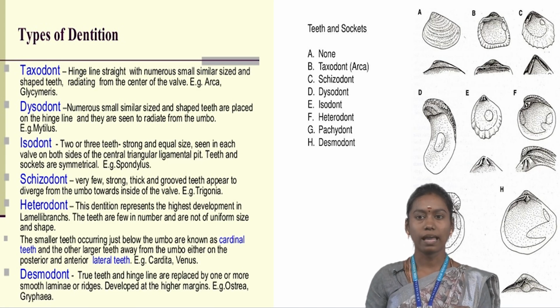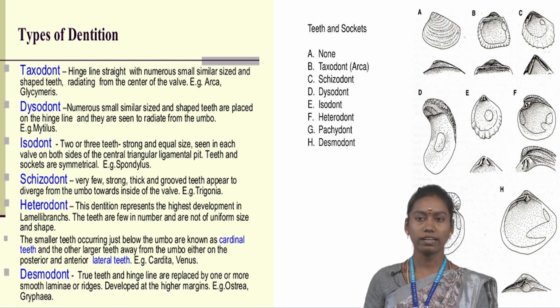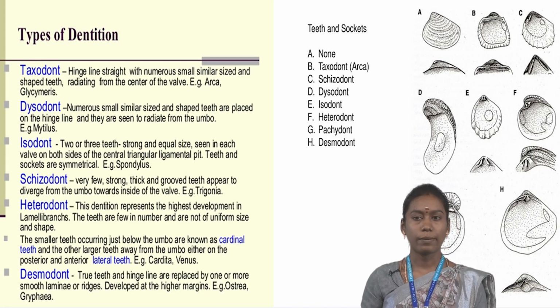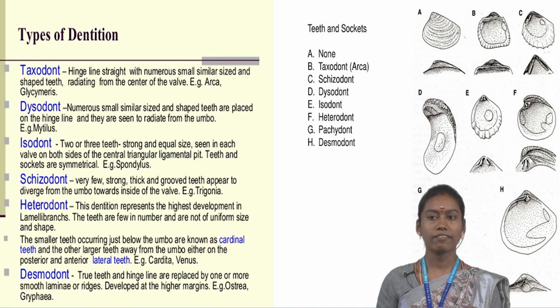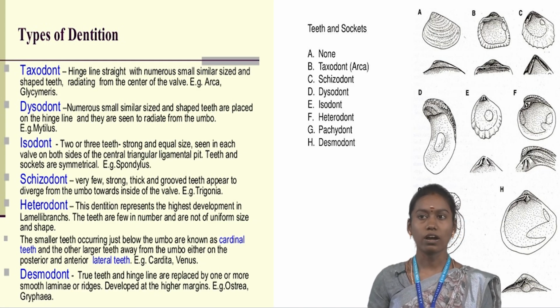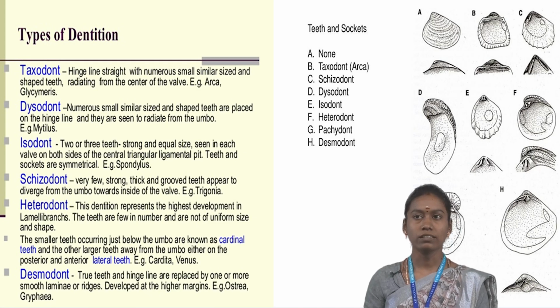Then another type of dentition, the desmodont type. In this, the true teeth and hinge line are replaced by one or more smooth laminae or ridges, developed at the higher margins only. For example, Ostrea and Gryphaea. These are the types of dentition based on the arrangement of teeth and sockets.